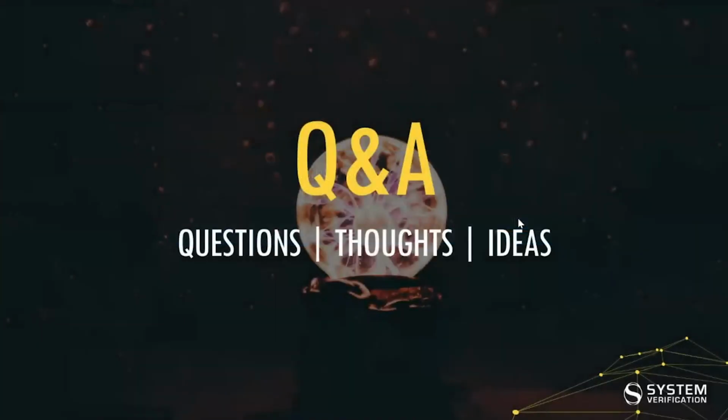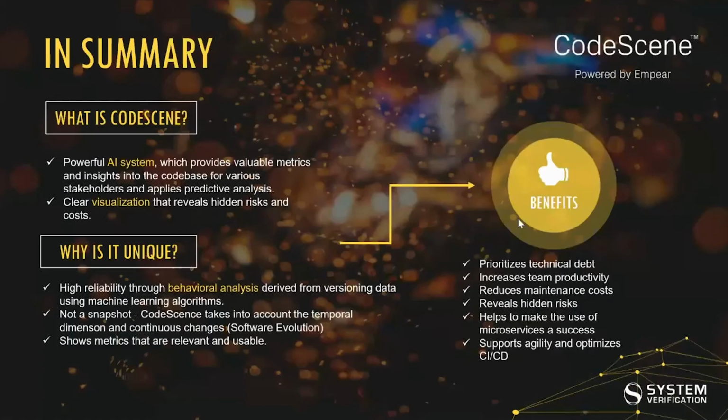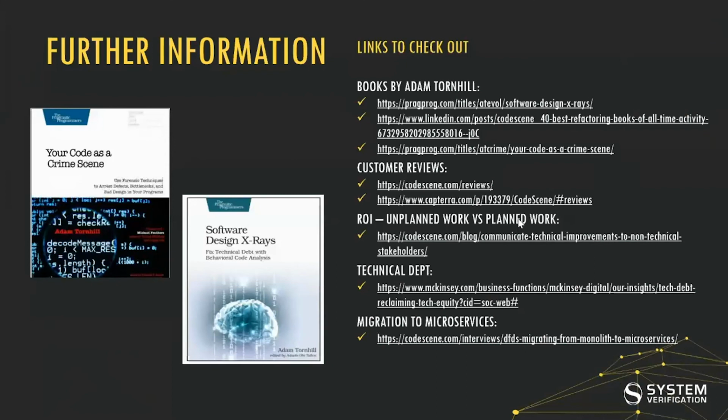Thanks again for coming today. Just to quickly point out the different users. And for further information, we have these books here by Adam Thornhill. Wouter already mentioned a few, and I really advise you to buy Your Code as a Crime Scene, or also Software Design X-Rays. We have really good customer reviews. Make sure you have a look into that. Also, how you can really do your unplanned versus planned work, the technical debt, and the migration to microservices.